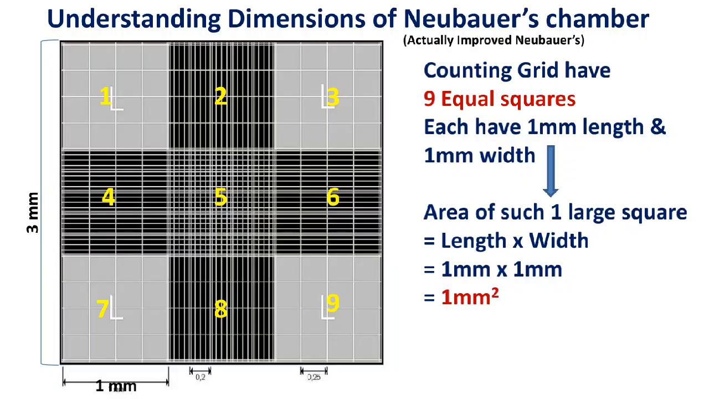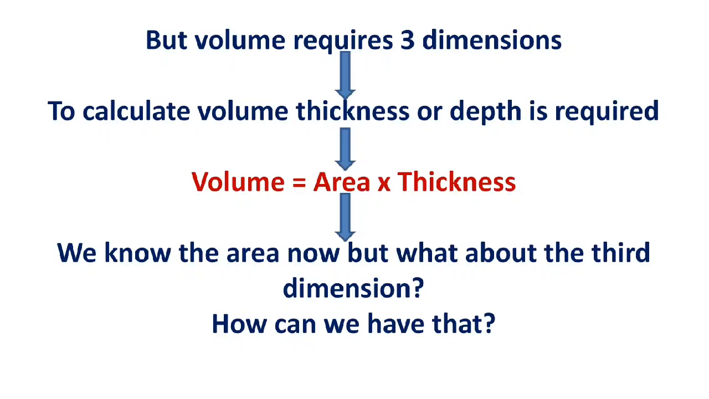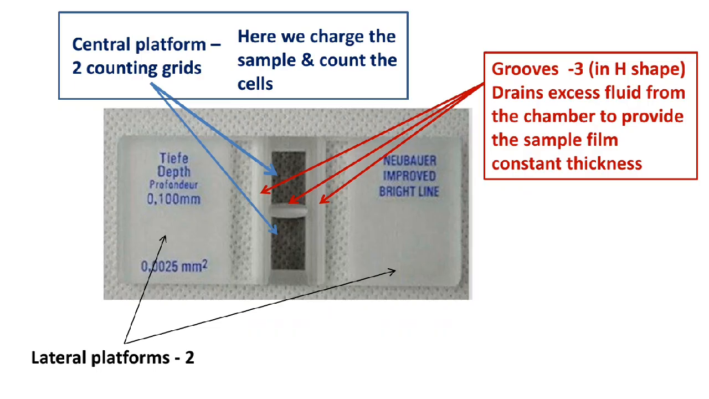Now first we will see dimensions of Neubauer's chamber. There are a total of 9 equal squares. Each has a length and width of 1 millimeter, so the area of one large square is equal to 1 square millimeter. But for the calculation of volume, we also require thickness or depth. How can we have that? Before it, we will see that Neubauer's chamber has 2 lateral platforms and 1 central platform, which has 2 counting grids.